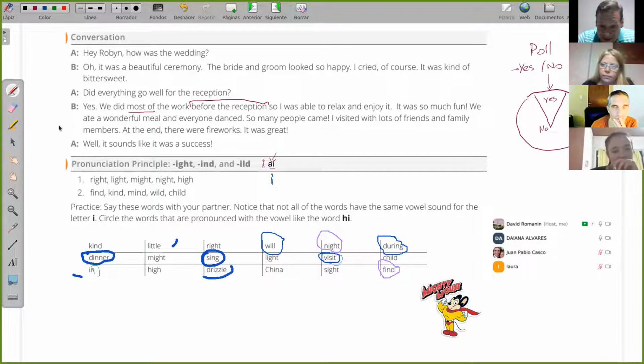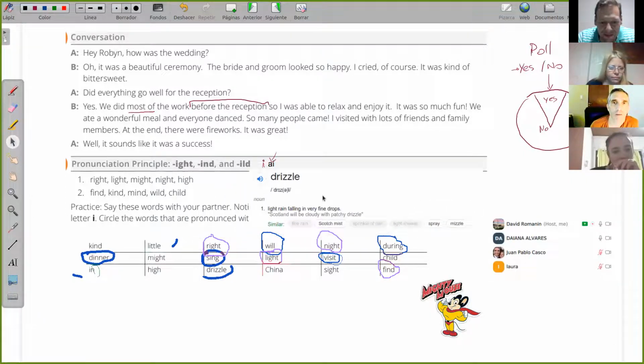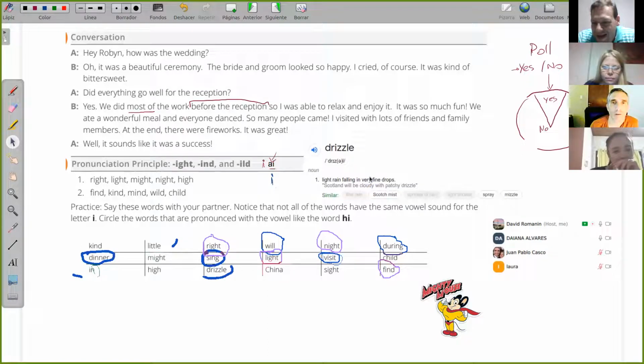Para, lo voy a buscar porque no me acuerdo. ¿Qué es Drizzle? No sé, no me suena a nada conocido. Me suena a que es algo de cuando llueve, pero no sé qué es. Ah, sí. Lo busco en el diccionario y dice: light rain falling in very fine drops. How will you say it in Spanish?